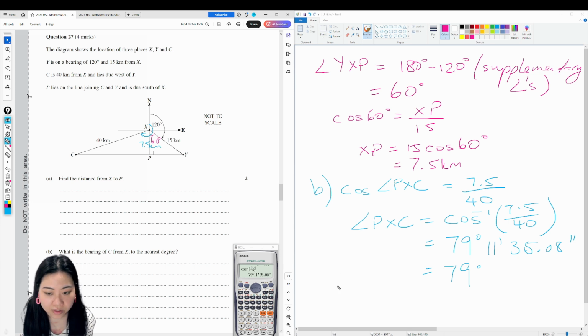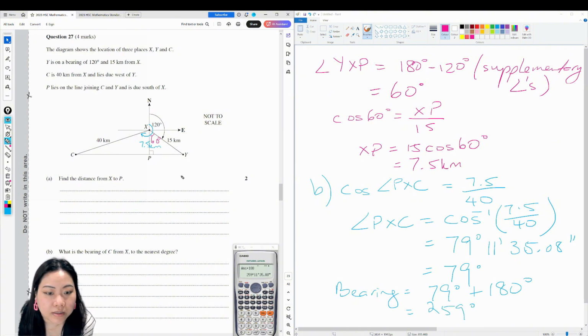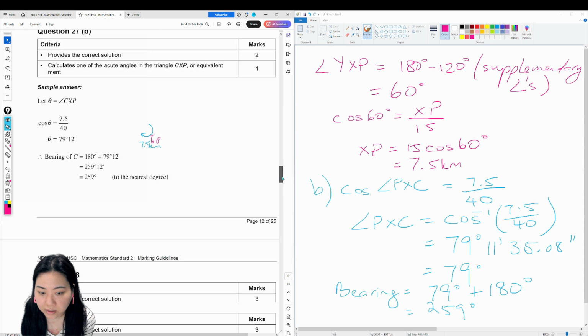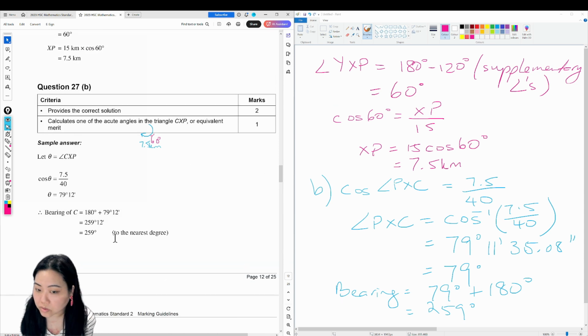However, we have not answered the question. The question is, what is the bearing of C from X? The bearing is 79 degrees plus 180 degrees. That is 259 degrees. Let's check the answers. 27A, XP is 7.5 kilometers. And 27B is 259 degrees to the nearest degree.